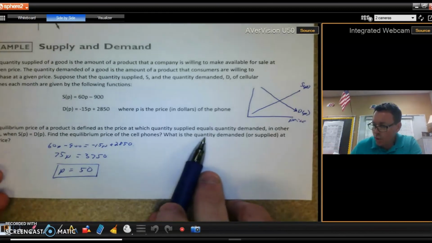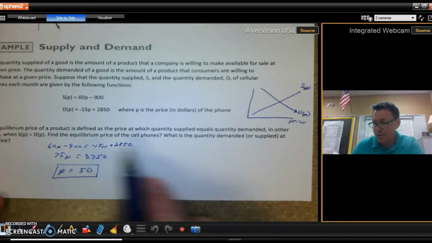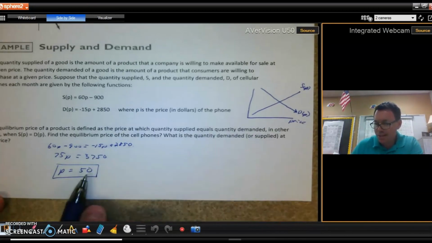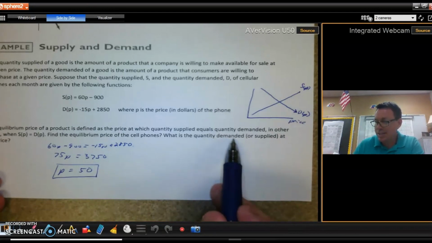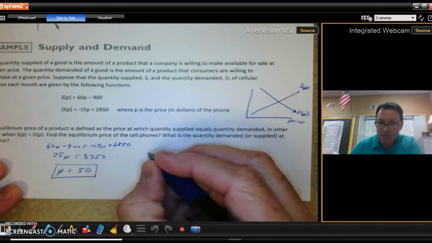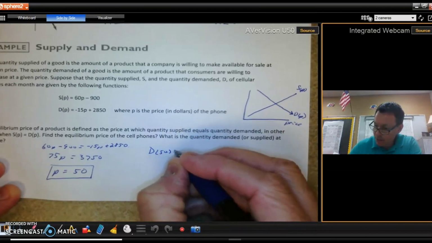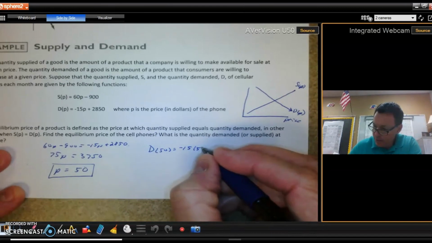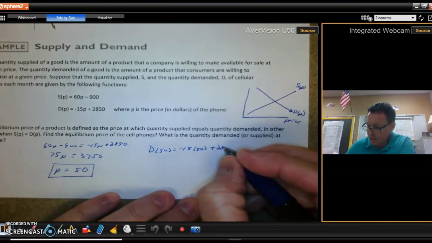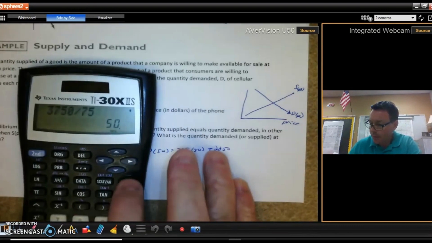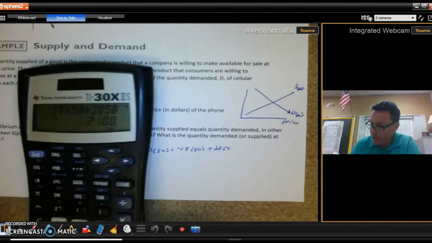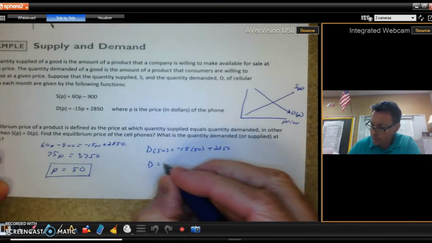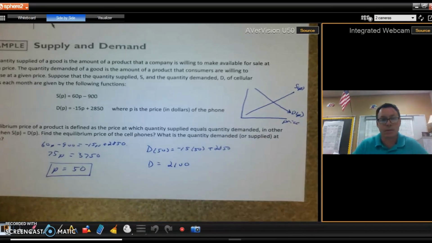Okay. What is the quantity demanded or supplied at this price? Well, the reason I put this or supplied is because they're going to be the same. So that's the equilibrium price. They're going to cross each other. So the quantity demanded. So if I look at the demand function and put 50 in for the price, negative 15 times 50 plus that 2,850, that gives 2,100. So that's the amount that would be demanded.